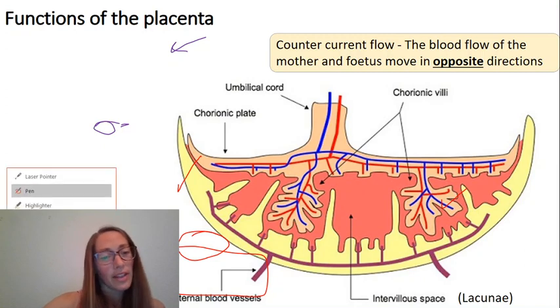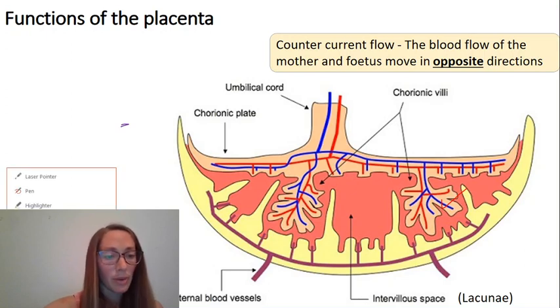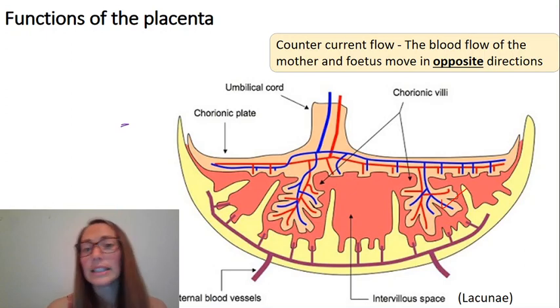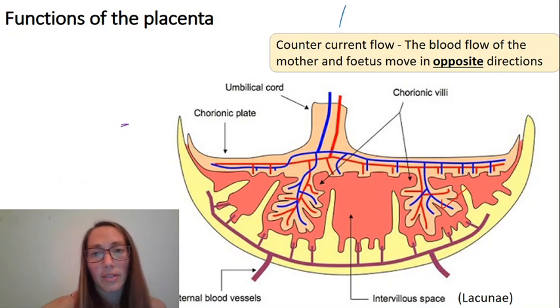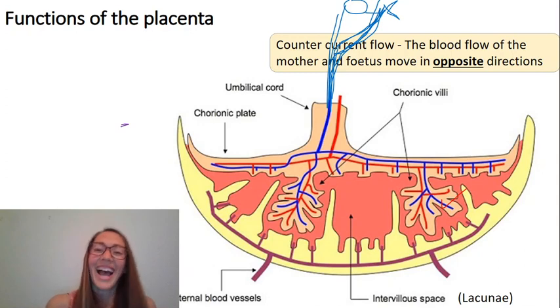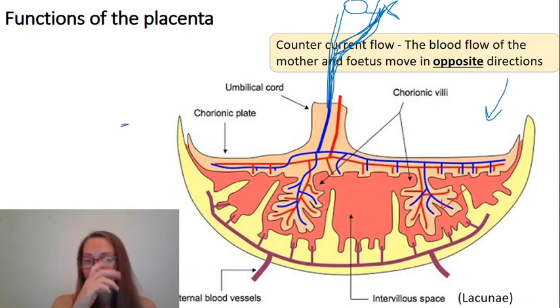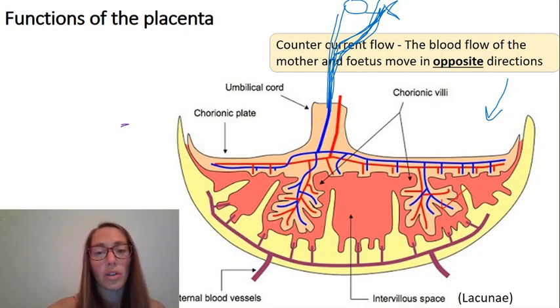Just a couple of other things to mention here, because there's a lot of detail when you're looking at the placenta. But if we were to look at a cross section of this, so here we would have the fetus connected up here. Okay, there's the fetus. So the umbilical cord should go to its belly button. And here we've got the placenta. Okay, and so just a little bit more detail. We've also got these chorionic villi.